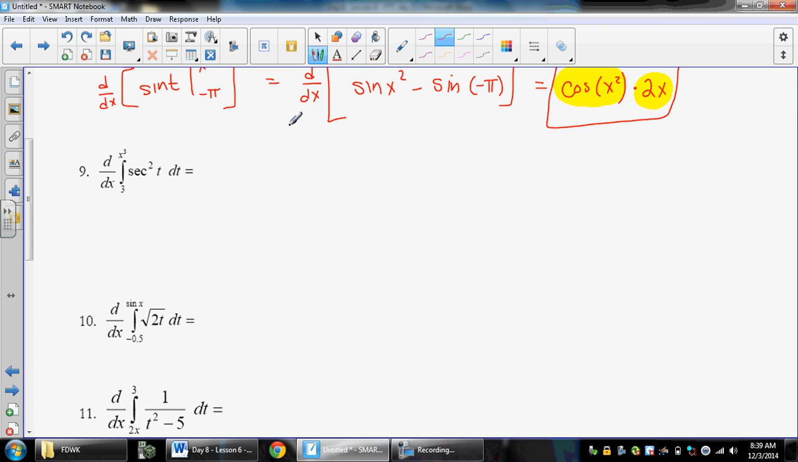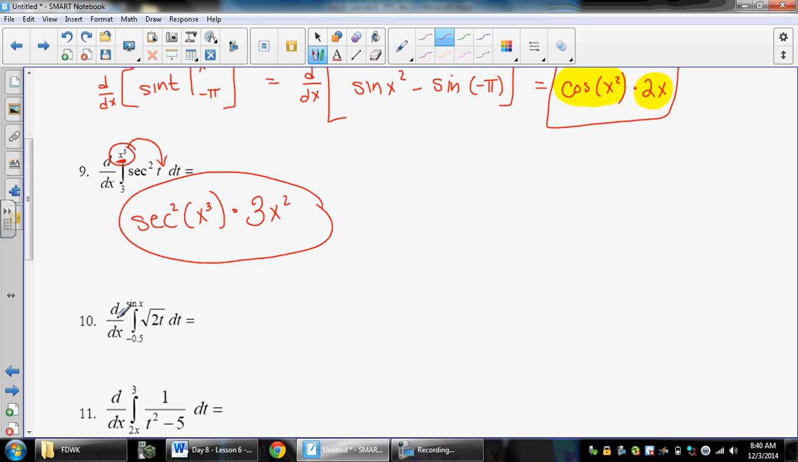So if I want d dx of the integral from 3 to x cubed of secant squared t dt, same thing's going to happen. This guy's going to plop right down in here, but then I need to multiply by its derivative. So I'm going to have secant squared x cubed times the derivative of x cubed, which is 3x squared. Ta-da! There you go.